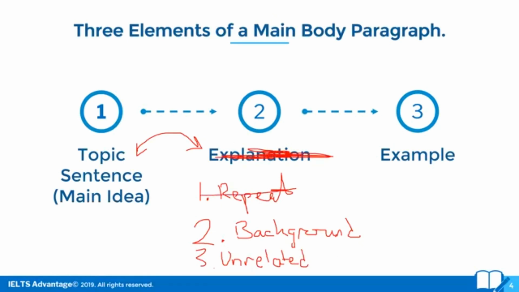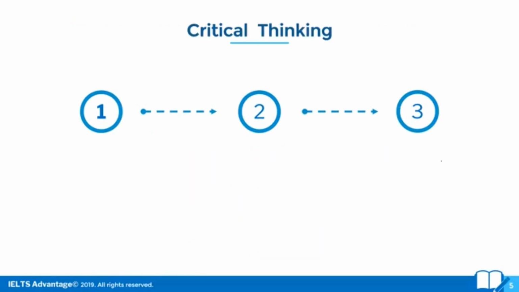And critical thinking can kind of solve each of these problems because it forces you to think about it in a different way. It also forces you to think about examples in a different way. So we'll look at how that is and then look at it in a little bit more detail. So instead of thinking of your topic sentence as your main idea, think about your topic sentence as your argument.